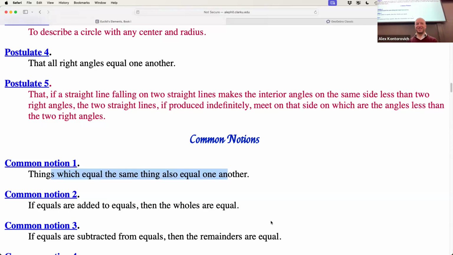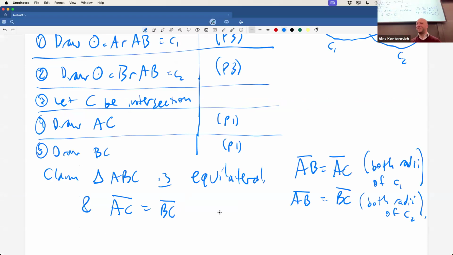Laurie asks whether we need to explain it like this in an exam and not just say that they're all radii of the same circle. I'm trying to be extremely precise at this moment. I'll choose exam questions that don't go down to this tedious level, but here we really want to be very precise. This is common notion 1: things that are equal to the same thing are equal to one another.